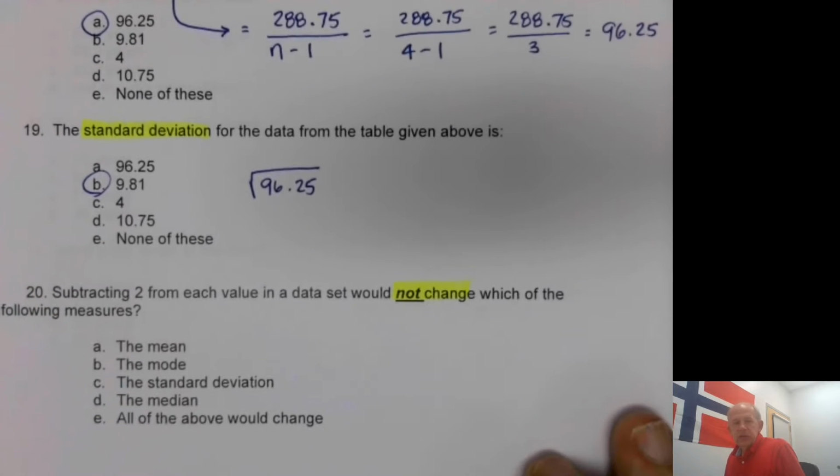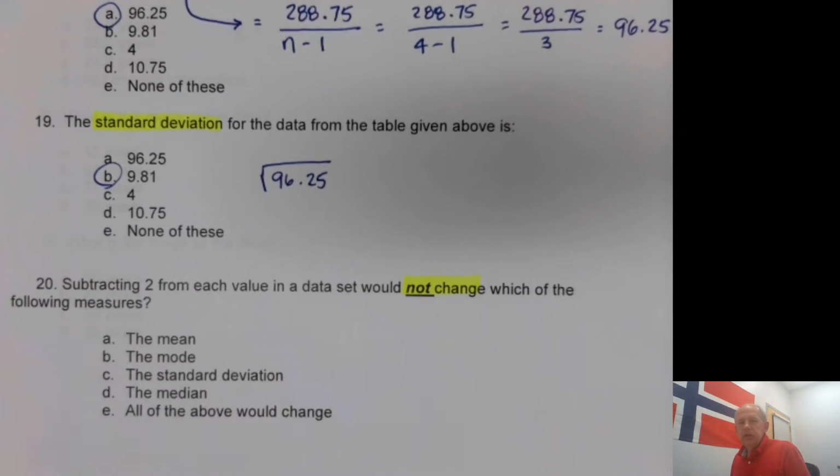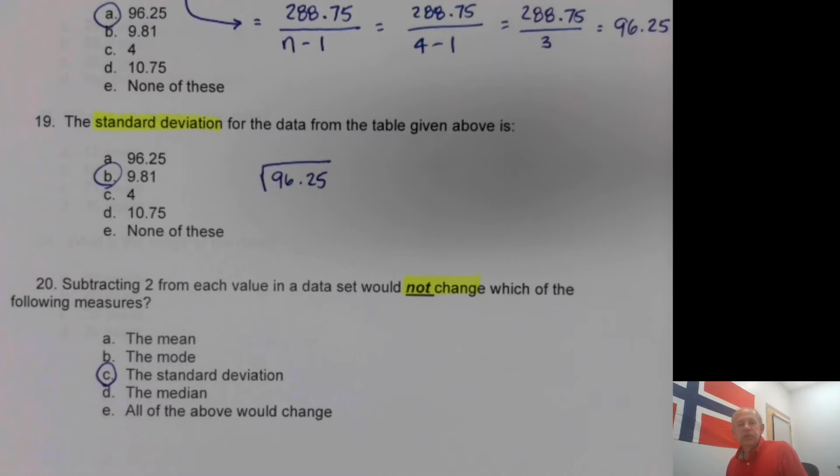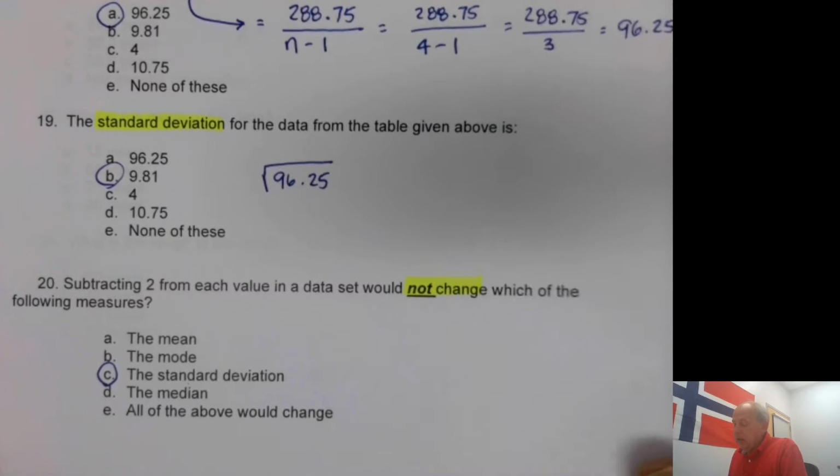And the last problem: if I subtracted 2 from each value in the data set, any spread value would not change. The sample variance would not change. The standard deviation would not change. The range would not change. Mean, median, and mode would change. They would become 2 less. So any spread in data would be the value that would not change.